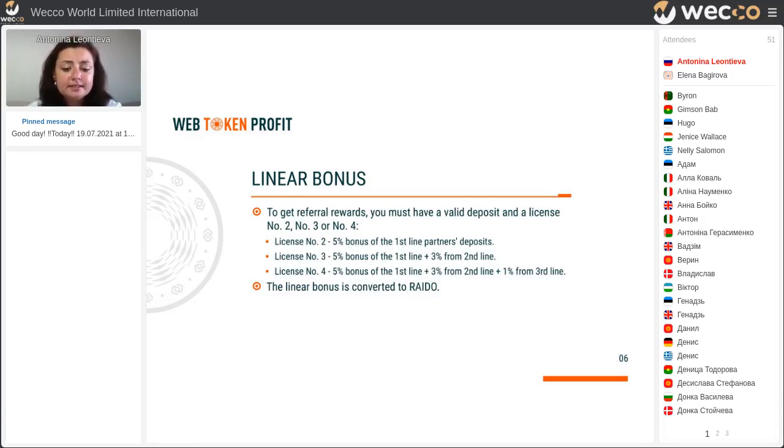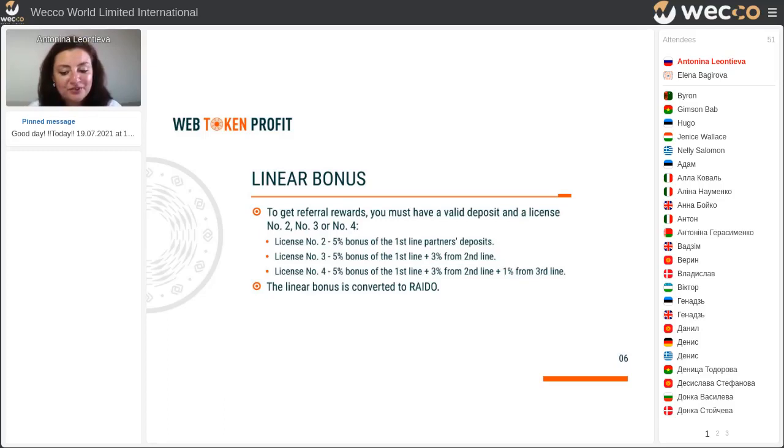The next license, which costs $1,000, gives 5% from the first line and 3% referral from the second line. And you can see that the fourth gives you 5%, plus 3% from the second line and 1% from the third line. And the linear bonus is converted to RAT, of course.